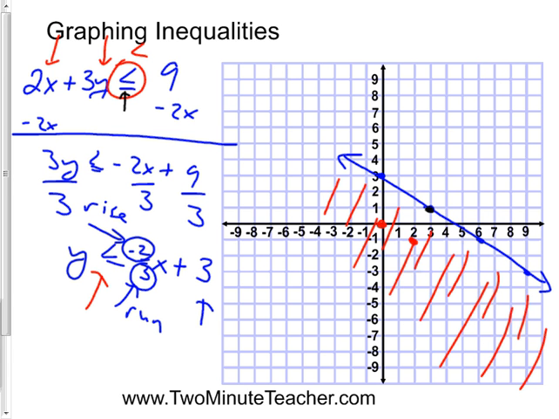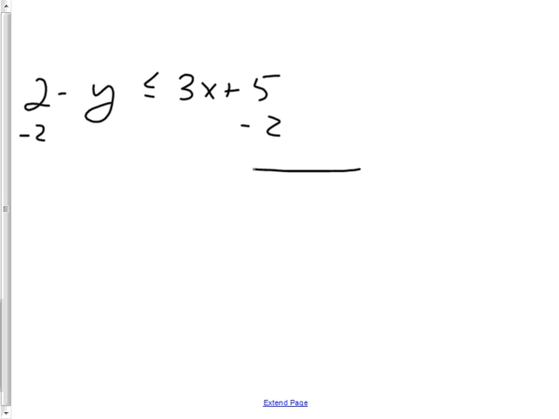All right, one last thought. This is a really common mistake people make. If during the course of solving your equation you ever multiply or divide by a negative, you have to switch the sign around to the other way. So for example, if I had 2 minus y is less than or equal to 3x plus 5. Now I'm going to subtract 2 from both sides. Negative y is less than or equal to 3x, and 5 minus 2 is 3.